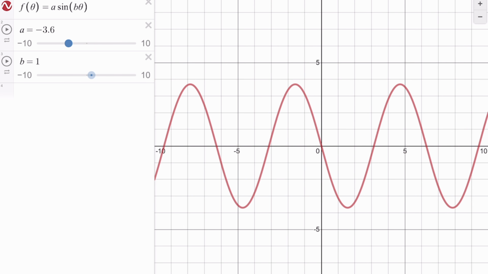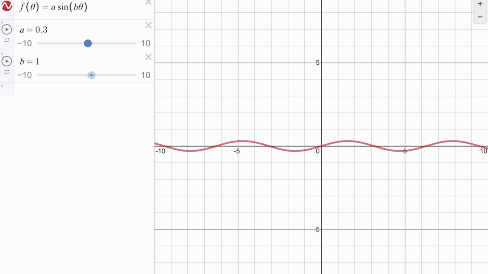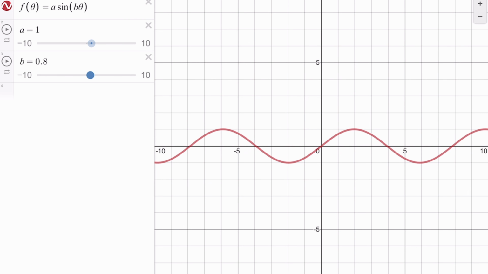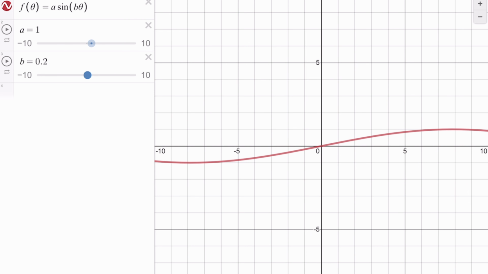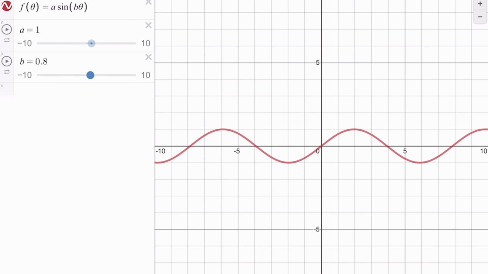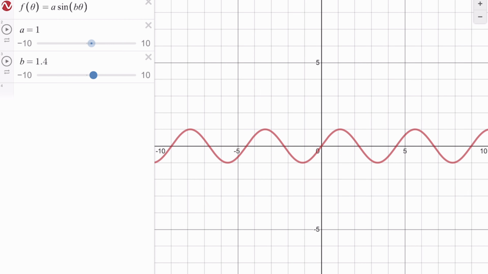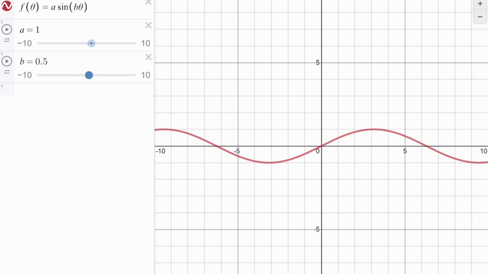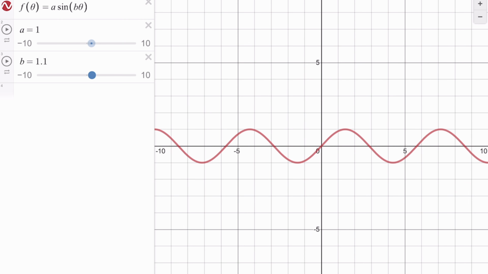All right. Now let's bring this back to 1. Okay. And then I have my b value. Now, we haven't seen what b does yet. Exactly. So watch the period. See how it's shifting out? Okay. We're just changing the period. It's going to the same height, right? But we're changing its periodic cycle. Okay. And this is that horizontal stretch.